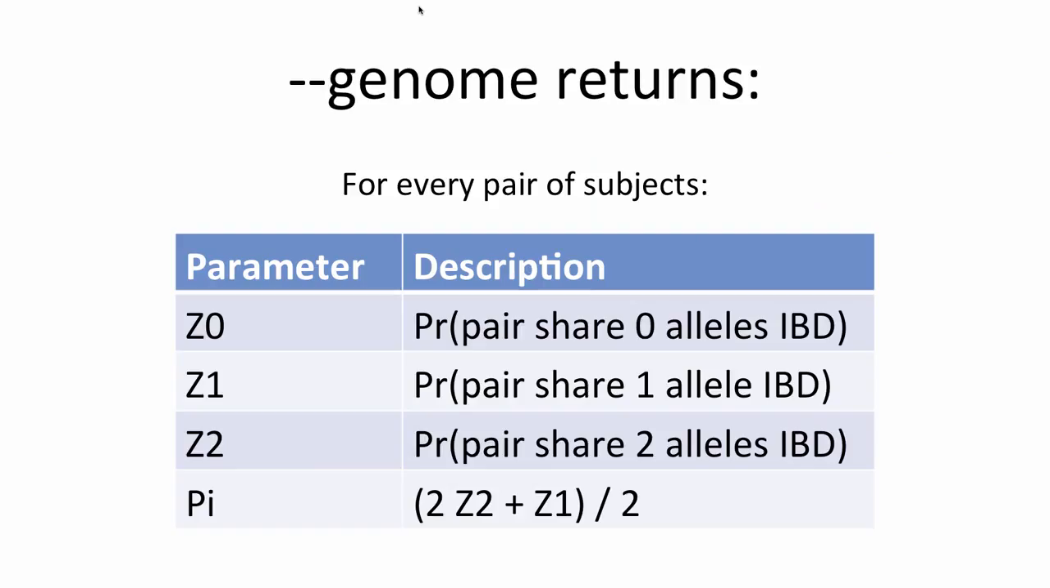The genome command in Plink will estimate several quantities. Z0, Z1, and Z2 are the probabilities that sample A and sample B share 0, 1, or 2 alleles at a random locus. Pi is the fraction of alleles shared identical by descent. We can use Z0, Z1, and Z2 to draw inferences about sample duplicates, sample contamination, or relatedness among samples.